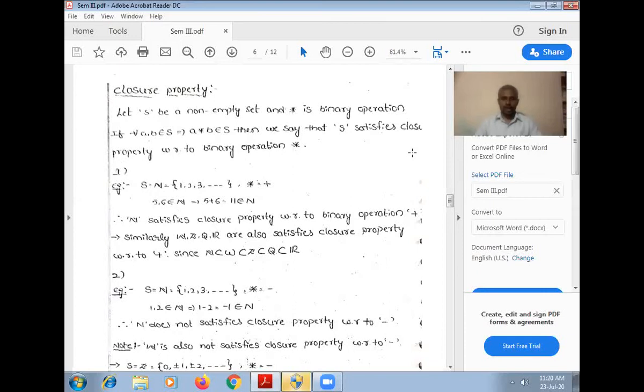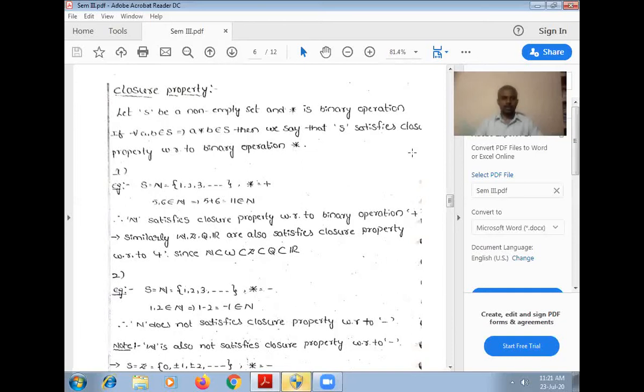I am giving another example here. Let us consider S equal to the natural number set N, the set of 1, 2, 3 and so on. Now take star as minus. Here star equal to minus. Now take any two elements in N. I am taking here 1, 2. So 1, 2 belongs to N, that implies 1 minus 2 equal to minus 1.